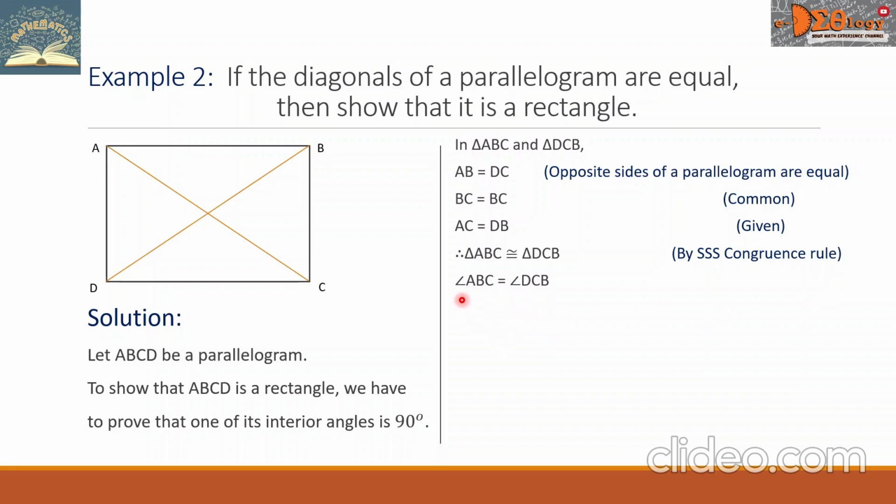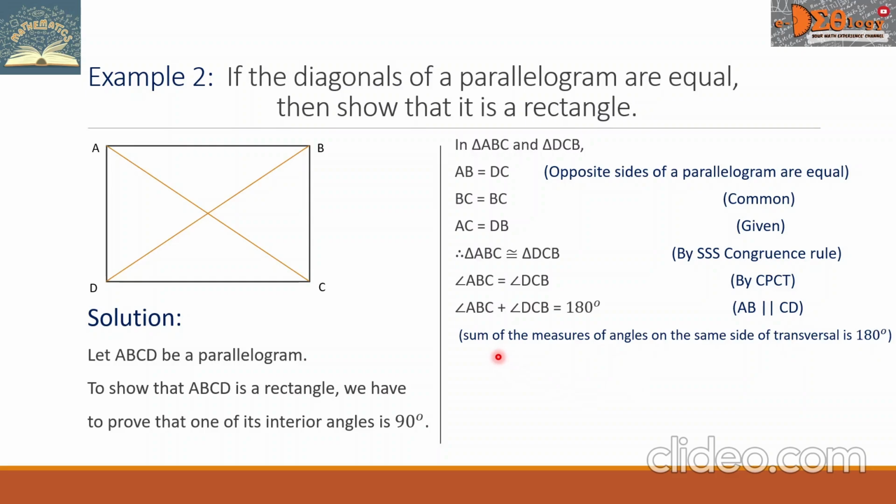Then we can conclude that angle ABC equals angle DCB. We say that corresponding parts of congruent triangles are congruent. Then we have angle ABC plus angle DCB equals 180 degrees. First, we see that AB is parallel to CD. And we know that the sum of the measures of angles on the same side of a transversal is 180 degrees.